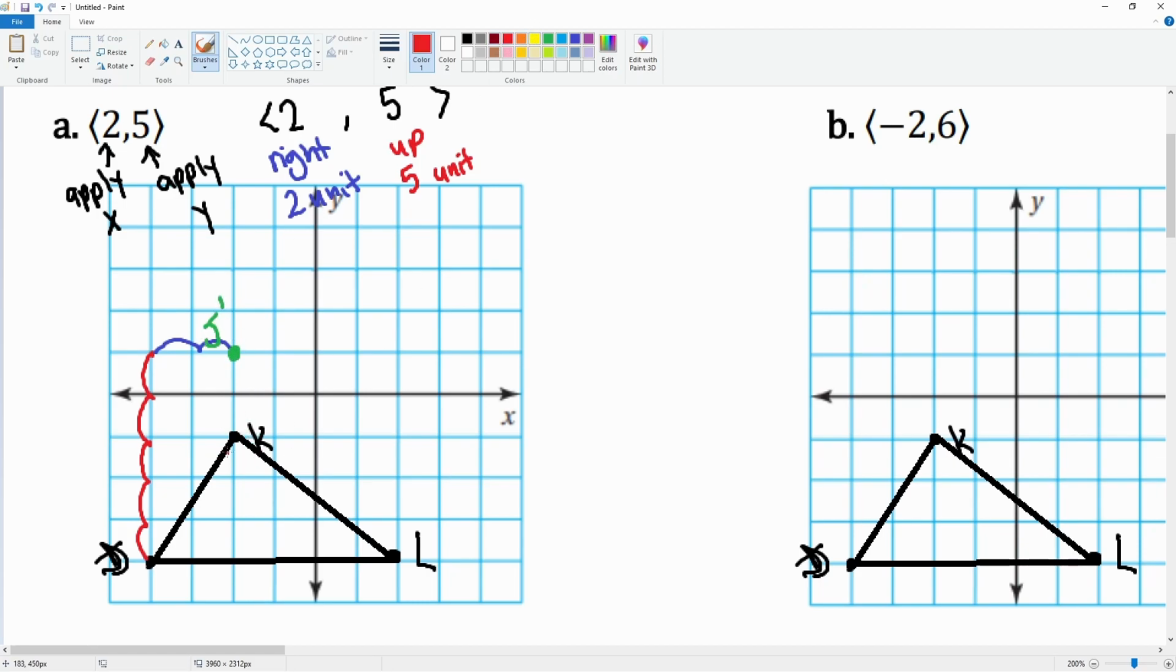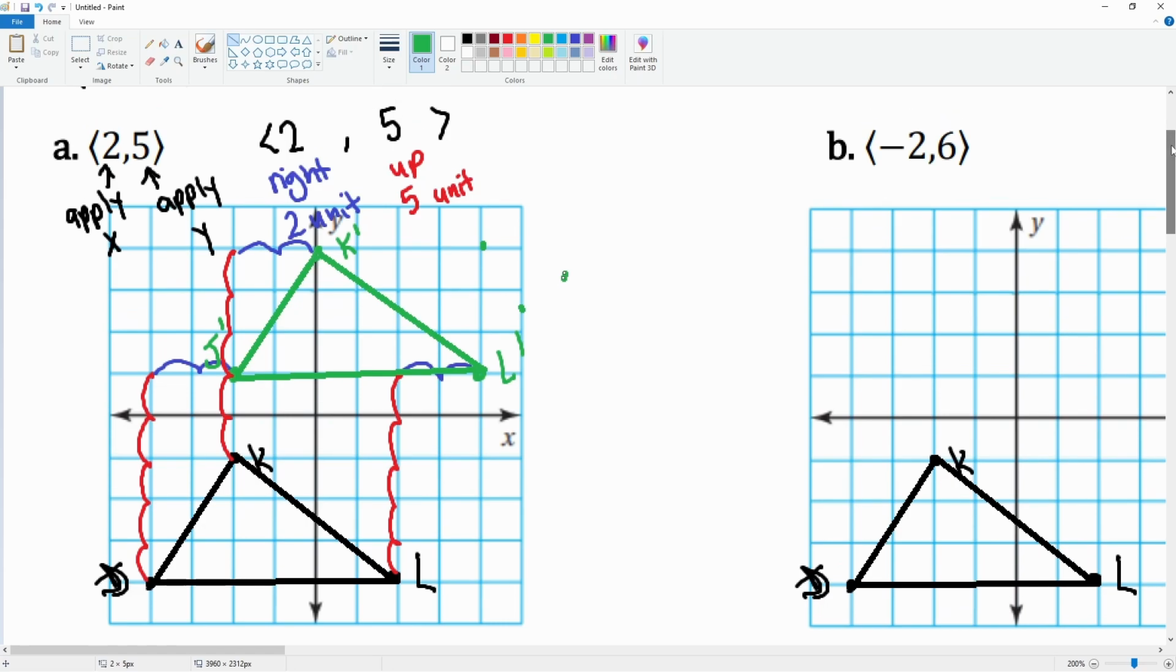Okay, same thing for that K. 1, 2, 3, 4, 5. Across 2. 1, 2. This is the new point of K prime. And then we have L. 1, 2, 3, 4, 5. And then across 2. 1, 2. And this is the value of L prime. Now we can connect it. Okay. All right. So that is your new triangle.